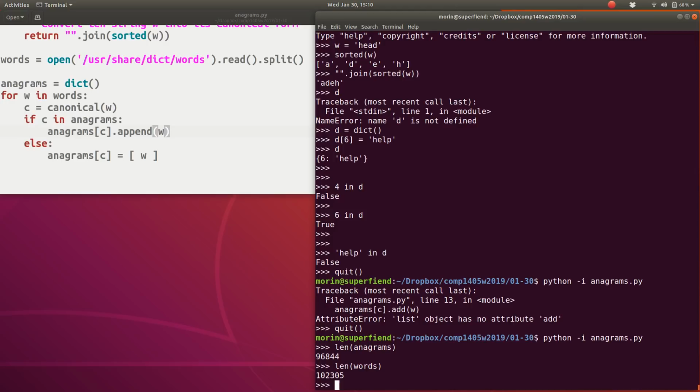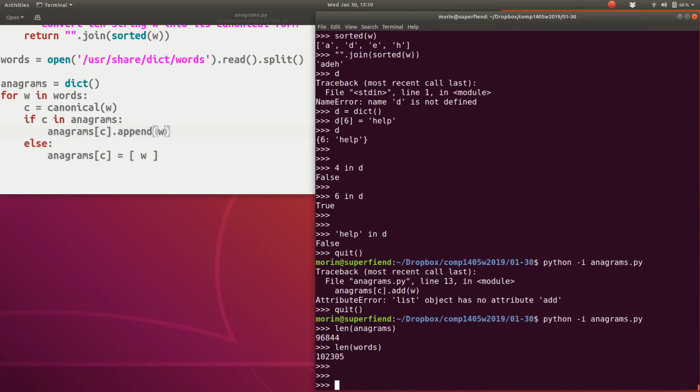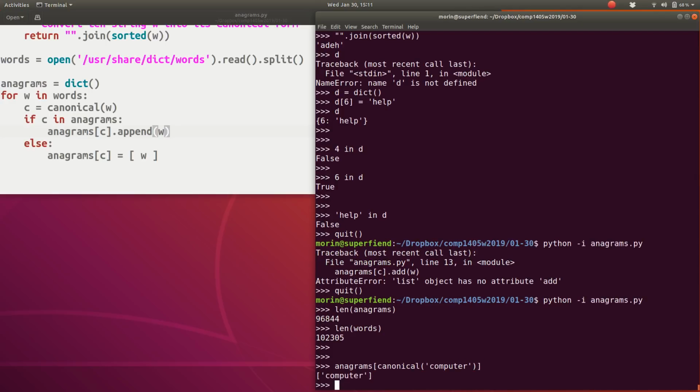So let's say in this dictionary of anagrams, give me a word. Any non-trivial word. 4 letters or more. Really? Just pick a word. What? Computer. So there's exactly one word in the dictionary which is an anagram of computer, and it's the word computer.